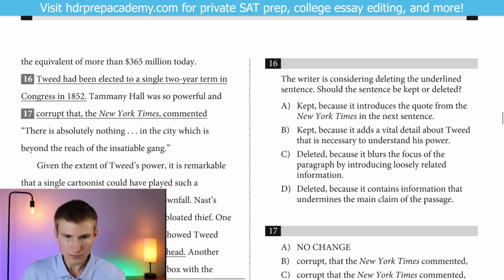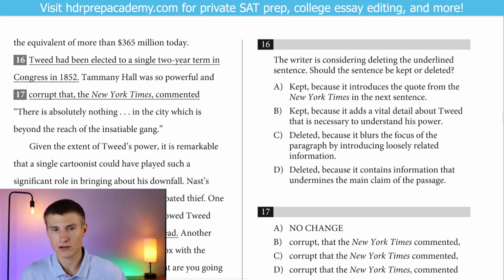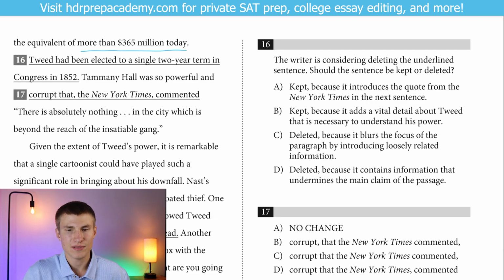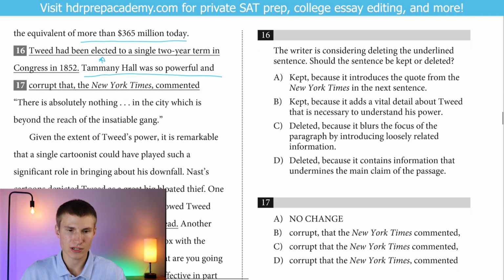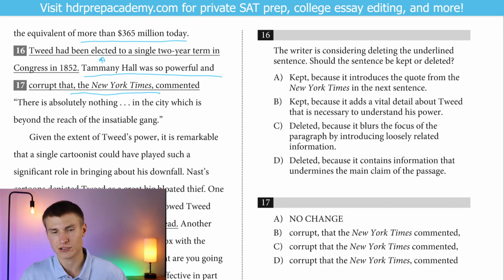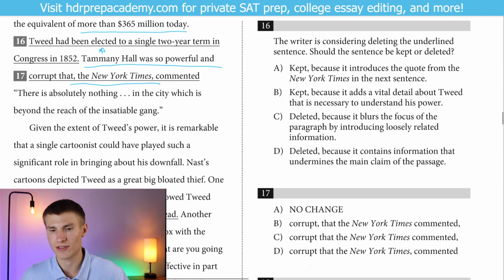All right, moving on. We've got the writers considering deleting the underlined sentence. Okay, so we have "the equivalent of more than $365 million today." In this case, since I'm considering whether to add, keep, or delete a sentence, I'm going to go ahead and read what the next sentence will be. So I have "Tammany Hall was so powerful and corrupt that the New York Times," okay, this right here, we can't have a comma between that and after Times because that would indicate it's not essential. We know that this is essential.